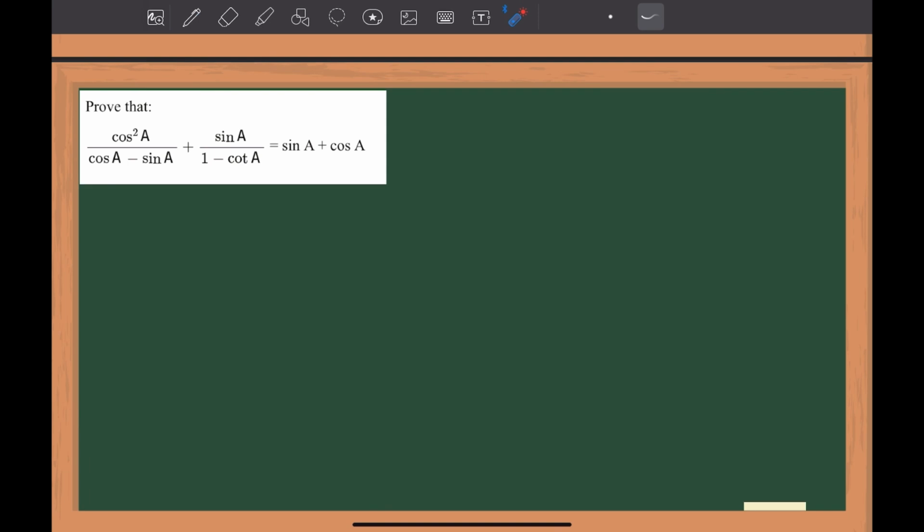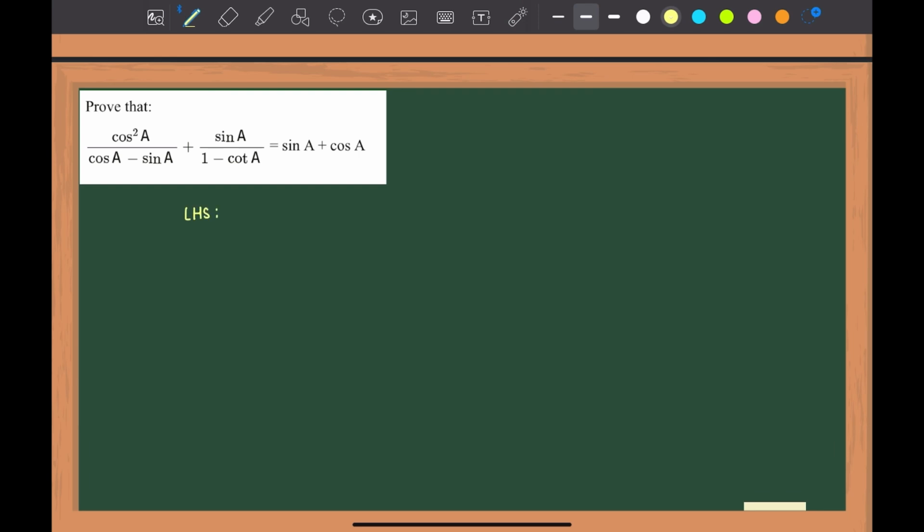I can only see that there is a cot present over here. My only objective will be to convert this cot into its sine and cos counterpart, and after that just simply solving the whole question in a simple manner. So let us start with the left hand side.